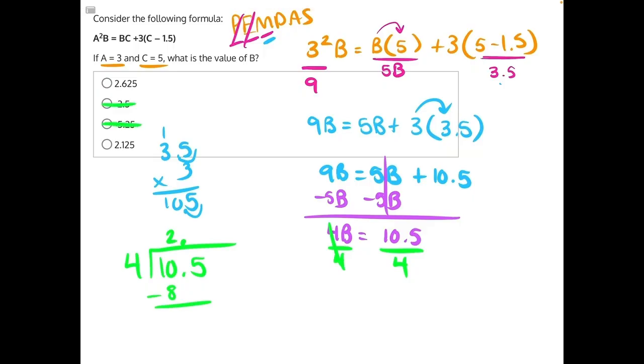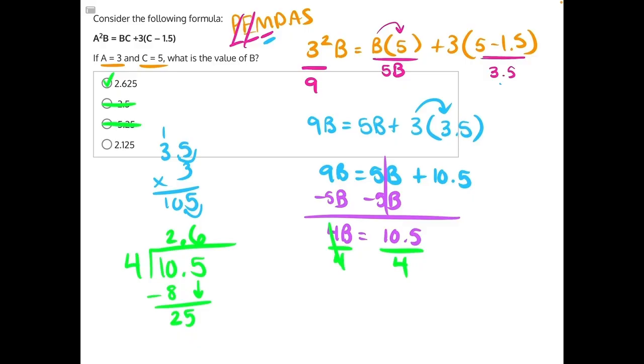Continuing on from there, we can do 10 minus 8, which is 2, and then bring down our next digit of 5. 4 can go into 25 6 times, and that is enough to tell us that answer choice A is our correct answer. At that point, you can mark A and move on with the rest of the test, but for the sake of the video, I will finish the division.